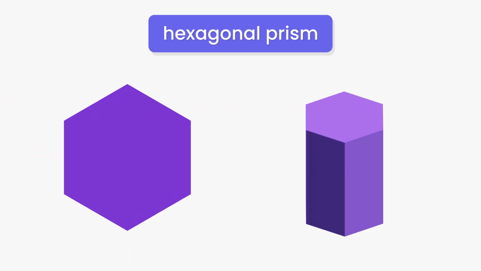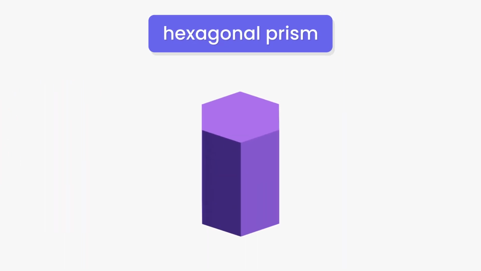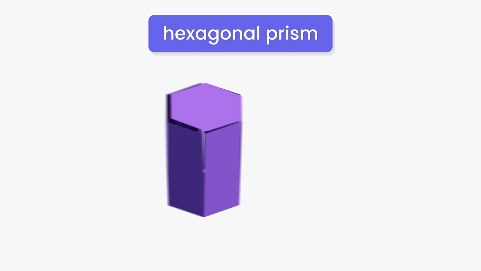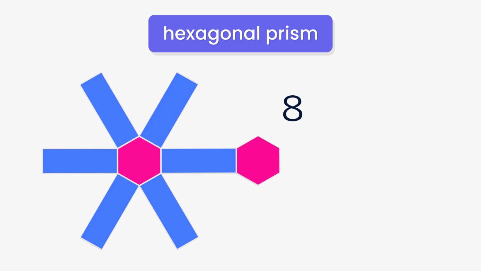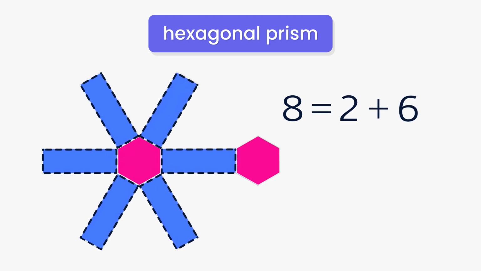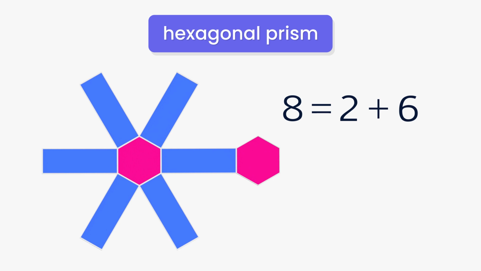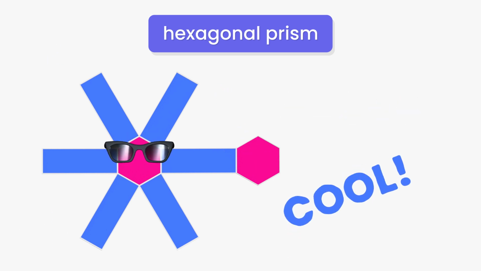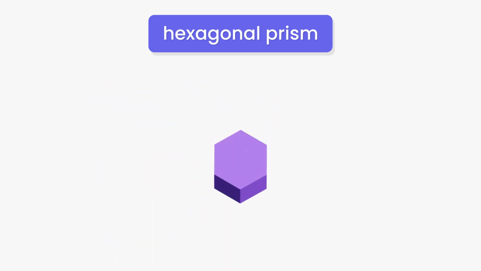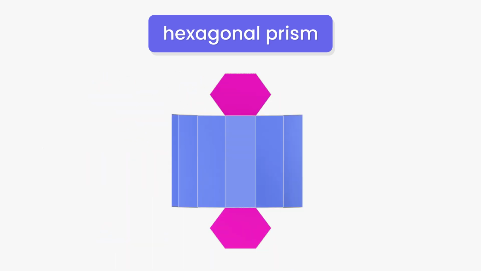One final example is this hexagonal prism. Not surprisingly, the bases are hexagons. It has a total of 8 faces, 2 hexagonal bases, and 6 rectangular side faces. Cut open and unfolded, it looks pretty cool. And here is another way to unfold this prism.